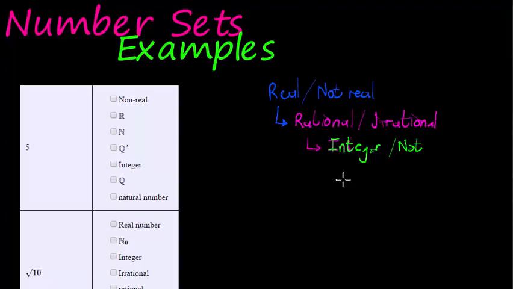Now, if it's an integer, it could be positive or negative. If it's negative, then it's a real, rational integer. That's it. If it's positive, it is definitely a natural number, and it's definitely a counting number.